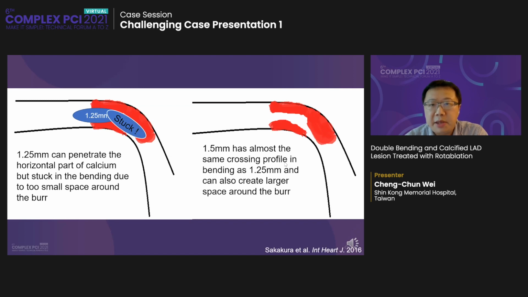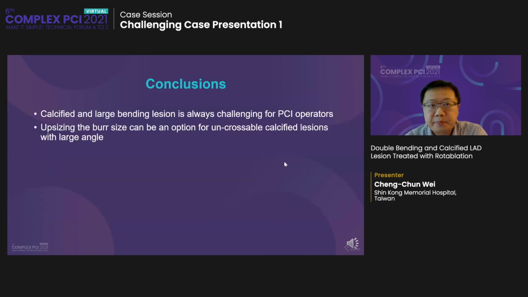However, the 1.5 millimeter Burr has almost the same crossing profile in the bending as the 1.25 millimeter Burr, and it can create a larger space around the Burr. So the 1.5 millimeter Burr can cross the bending, calcified lesion. My conclusion: calcified lesions with large bending are always challenging, and upsizing the Burr size can be an option for uncrossable calcified lesions with a large angle.